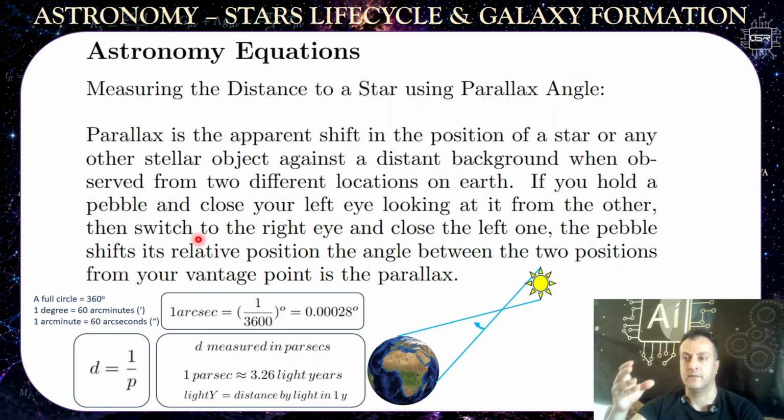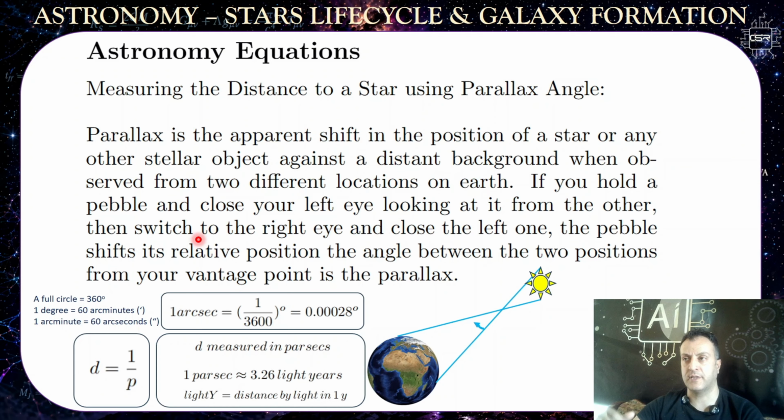Why? Because the tangent of the angle is equal to the opposite side of the triangle, that would be the displacement, divided by the distance from the observer to the object being observed. This is how we get it.